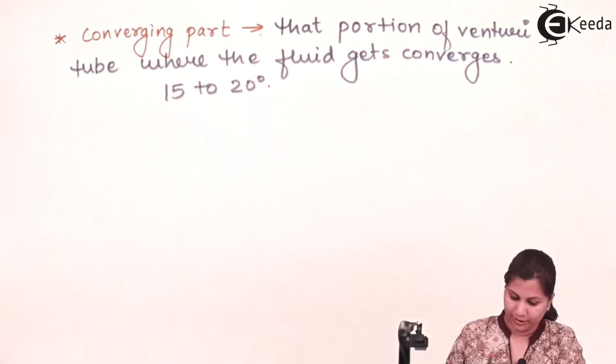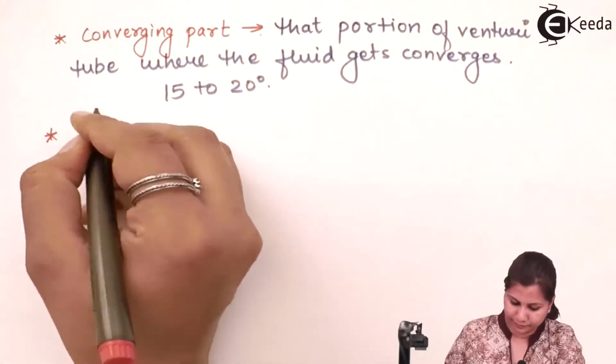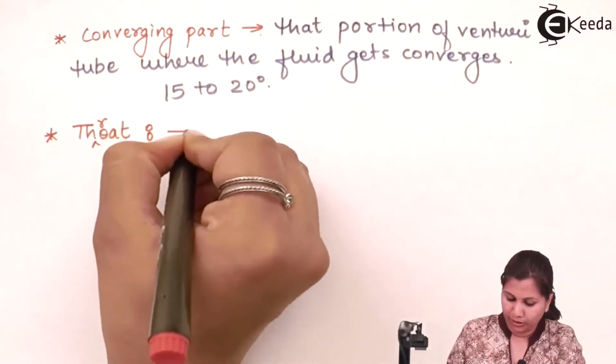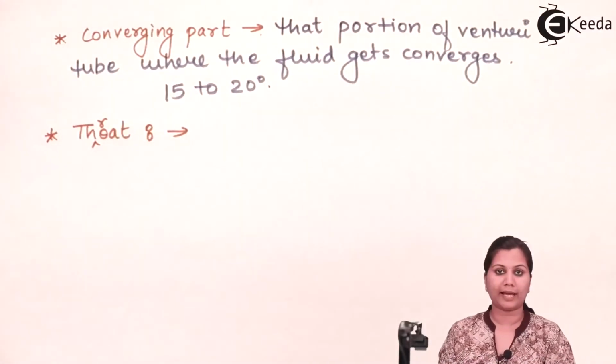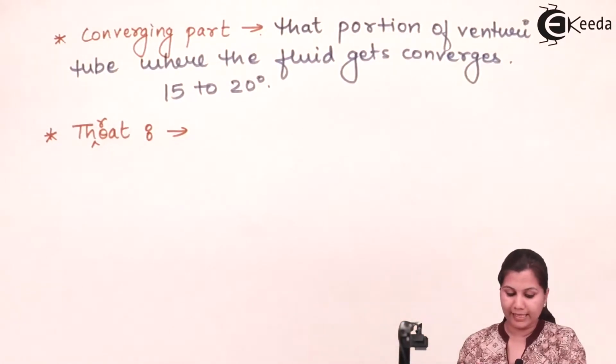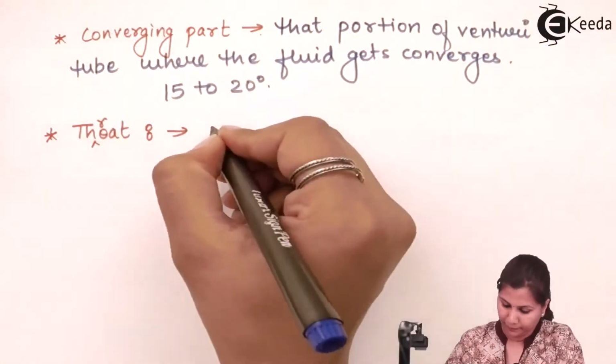Next is the throat. Throat is that part which lies between the converging and the diverging parts, and it has a very small cross section, smaller than the converging and the diverging parts of the Venturi tube.